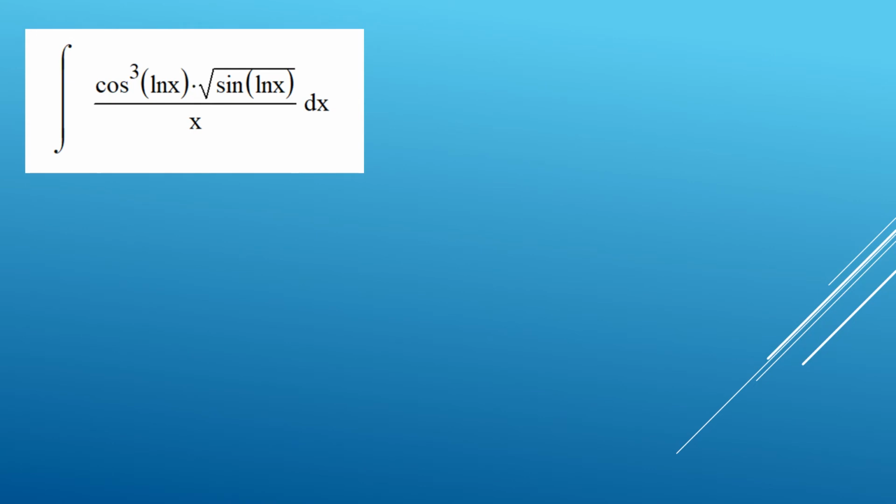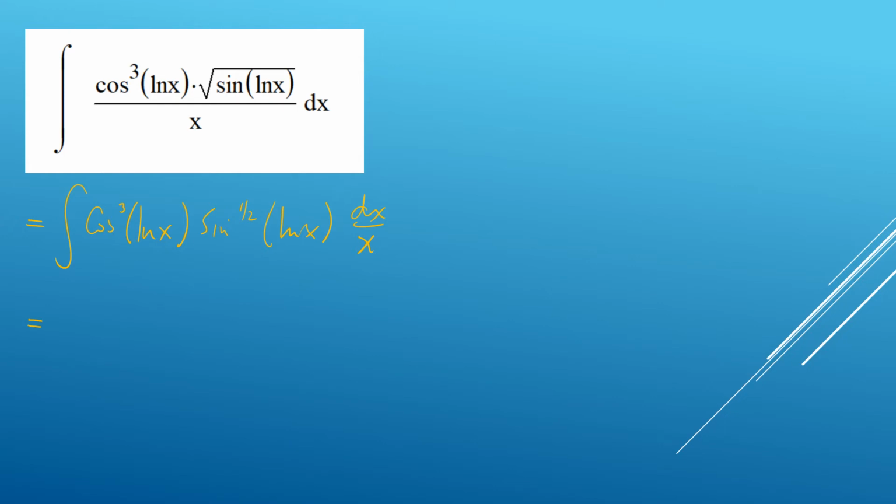As a second example for case 3, let us evaluate the integral of cosine cubed ln of x, square root of sine of ln of x, all over x dx. Let me rewrite this as the integral of cosine cubed of ln x, and the square root of sine ln x is sine raised to 1/2 of ln x, dx all over x.